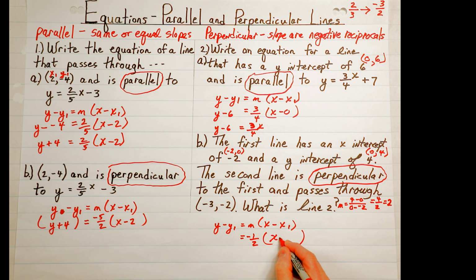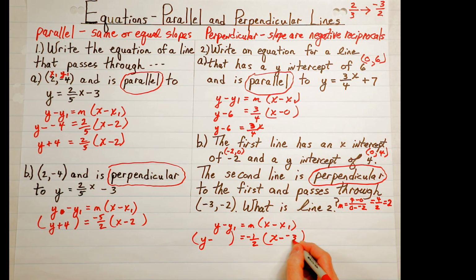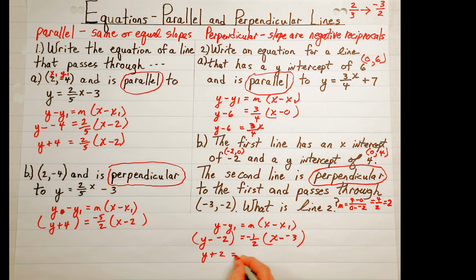And it's going to be x minus and y minus. Now the x value is negative 3. The y value is negative 2. And I don't like the double sign, so I'm going to clean that up. y plus 2 equals negative 1/2 (x plus 3). And that's it for question 1 and 2.